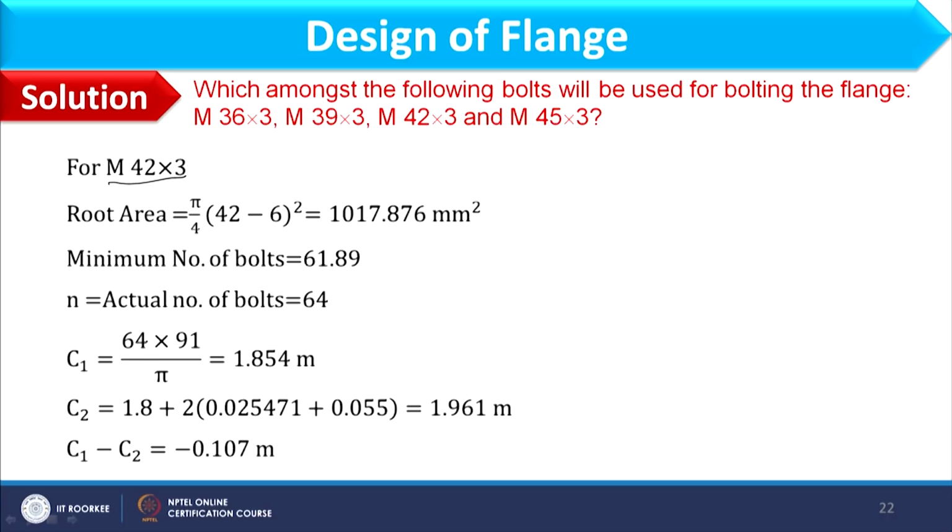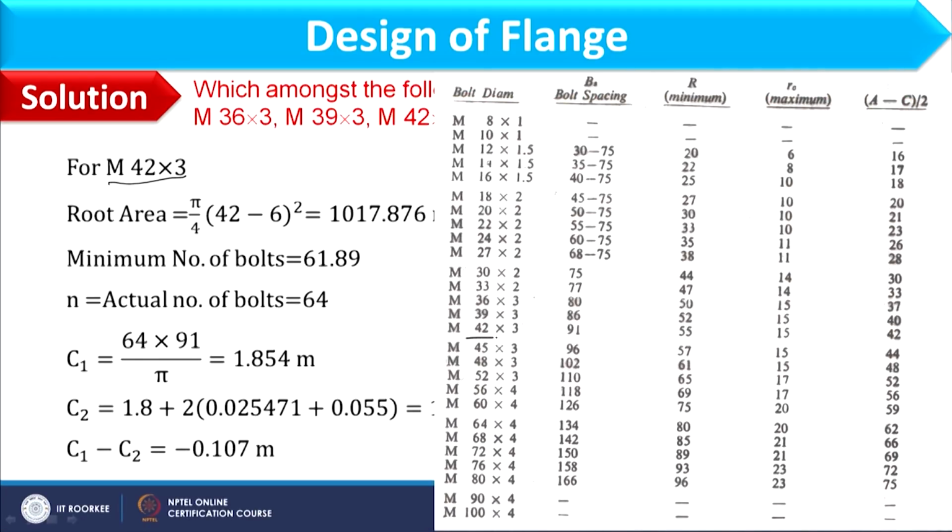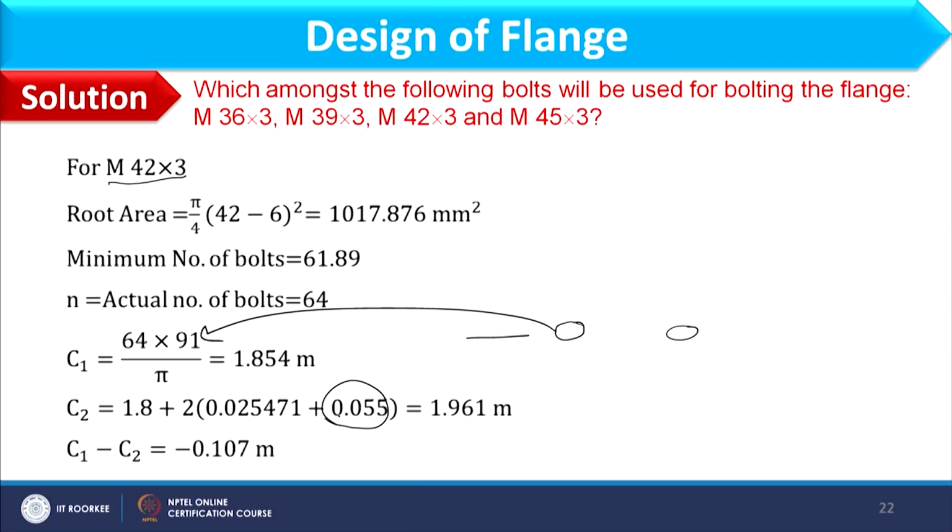C1 we can find as 64 × 91 by pi, so this is corresponding to 42 × 3. 91 would be the BS that we can use over here, and then C1 comes out as 1.854 meter. Further, I have C2, where I will use the value of R, which is equal to 55 mm, and then we can find C2 as 1.961 meter. So, C1 minus C2 will be equal to minus 0.107 meter.